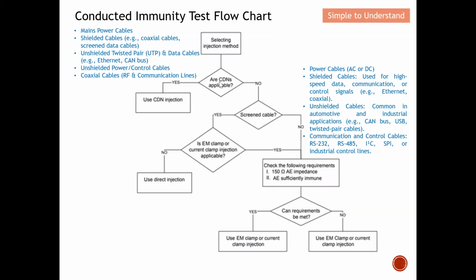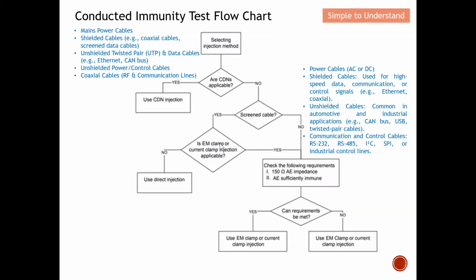Okay, so basically these are the few possible cases where we will use the CDN to test the conducted immunity. If under a certain situation this CDN is not applicable, then we will move to the right, which is no. Then again, we will ask ourselves whether it is a screened cable. If it's yes, then we will use this EM clamp to do the test. If it's no, then we will fall onto the right. Let's take a look at the yes branch, using this EM clamp to test the conducted immunity.